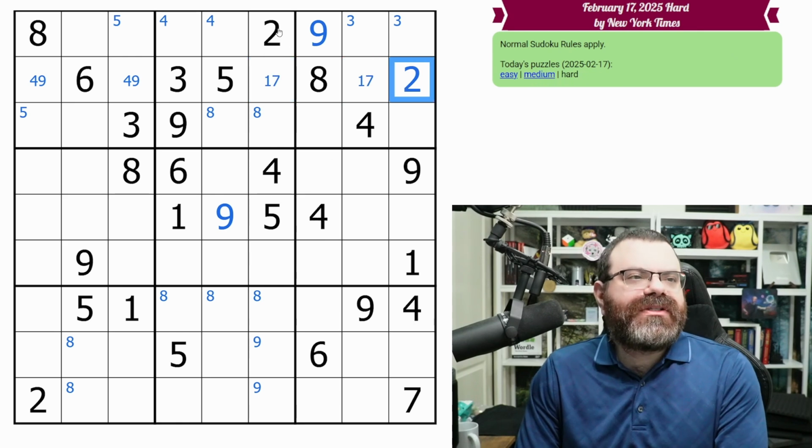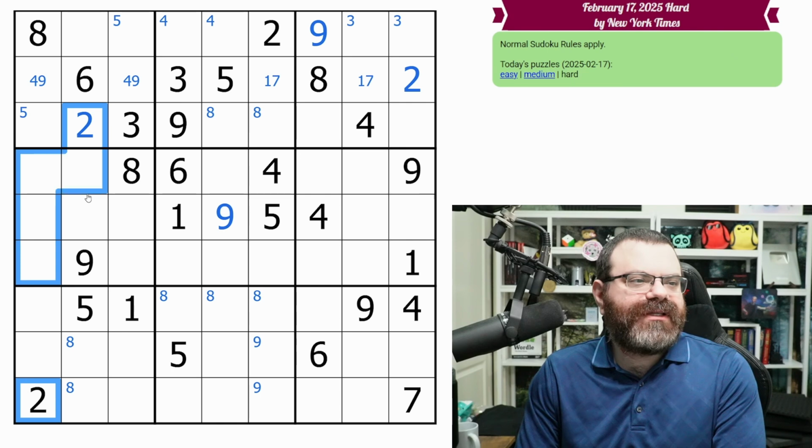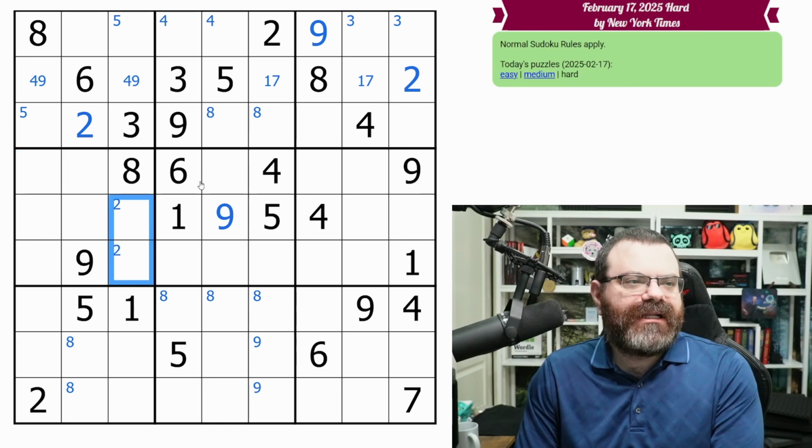So now with this 2, we can just follow up on it. This 2 looks in. That places the 2 here. Follow up on these 2s, putting a 2 in one of these 2. How's 2 in this row? Pretty open. Okay.